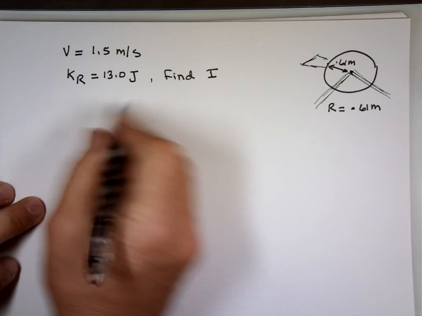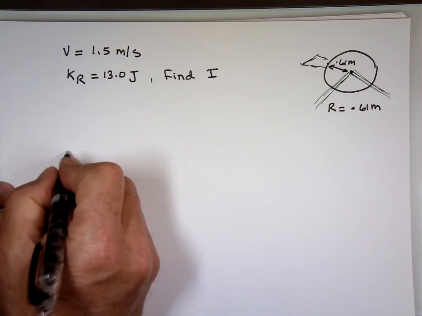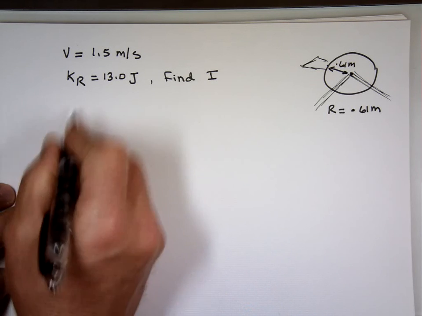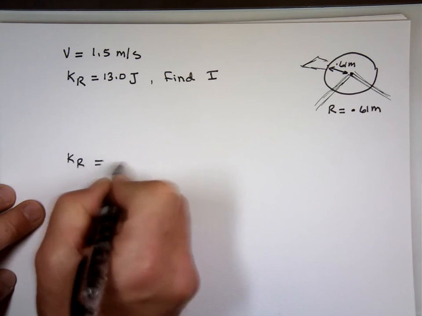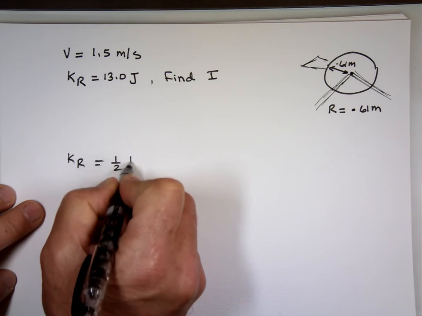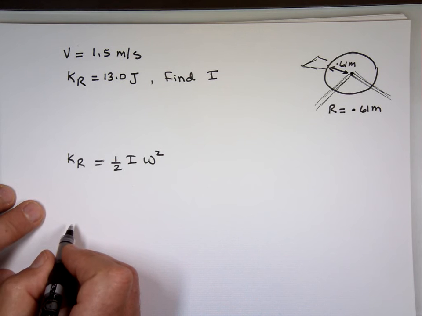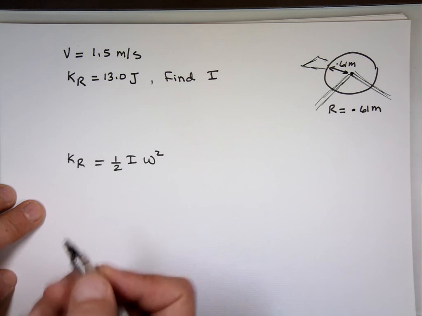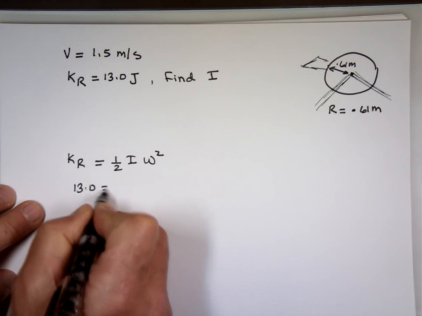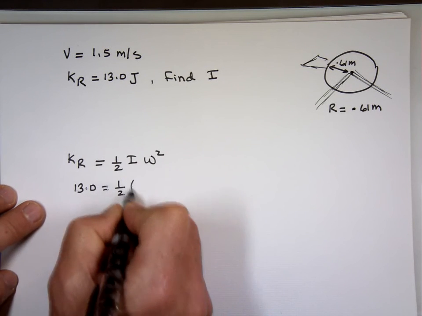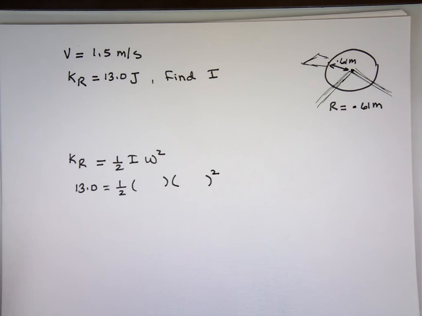The question is, what is I? Well, the only equation that I know that has I in it so far is the kinetic energy. I know K_r equals 1/2 I W squared. I'm giving you the rotational kinetic energy, that's 13 here. I'm looking for I, but do I know what W is? I don't know what W is.